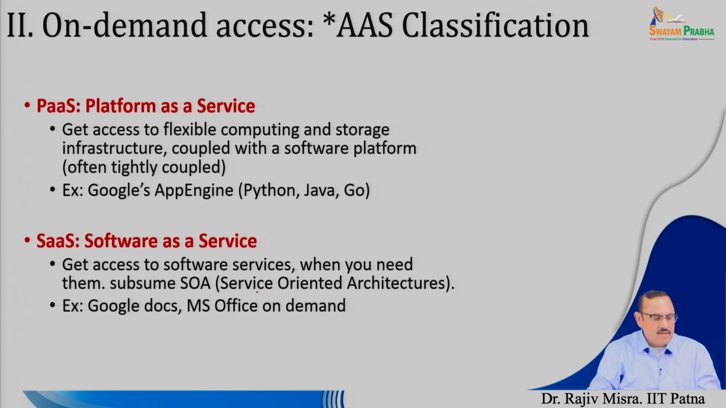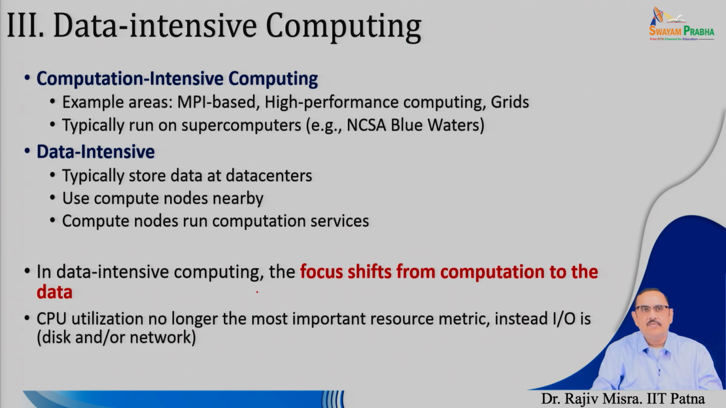The next important on demand access is called software as a service, the SaaS model, where you get access to software services when you need them. Examples are Google Docs and Microsoft Office, which come on demand. So, you do not even have to worry about programming; you can directly access Google Docs or Microsoft Office on demand.